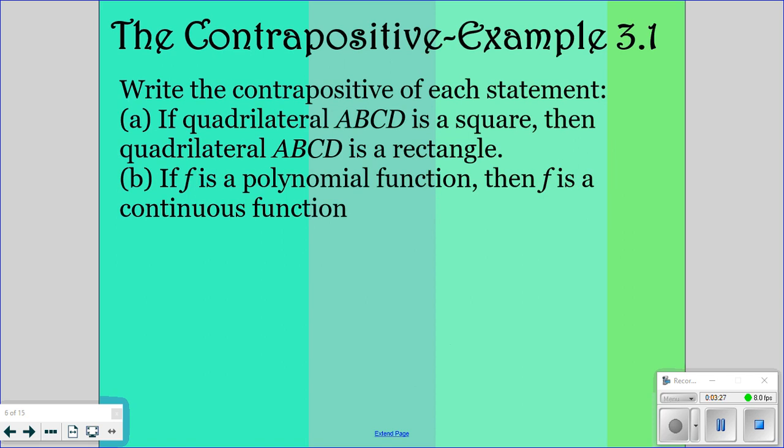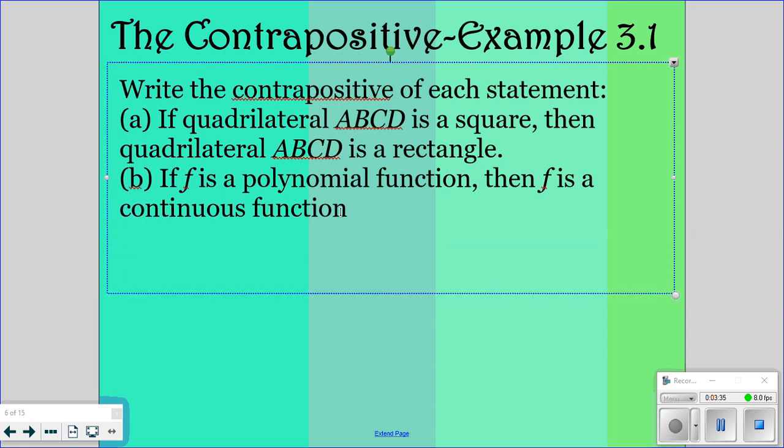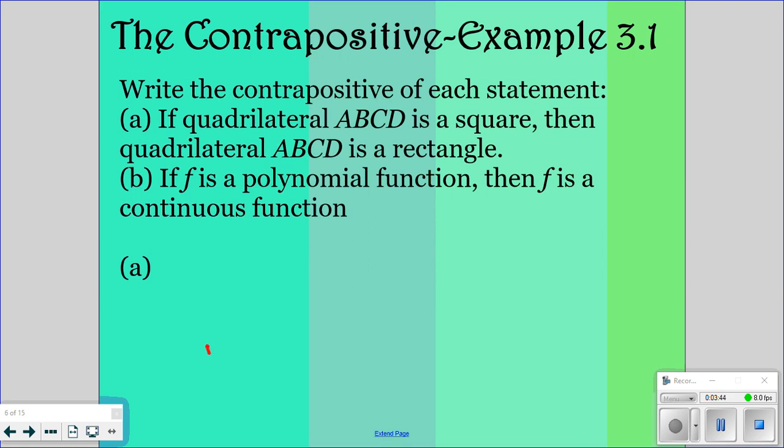So we're going to show you how to write the contrapositive of each statement. And I'm actually going to type it instead of write it out. So for part A, the contrapositive, I'm going to go back to geometry just for a second. P implies Q. This is the original statement. So the P is the first part here. Quadrilateral ABCD is a square. That's our P. And then this is our Q. Quadrilateral ABCD is a rectangle. So this is the conditional statement.